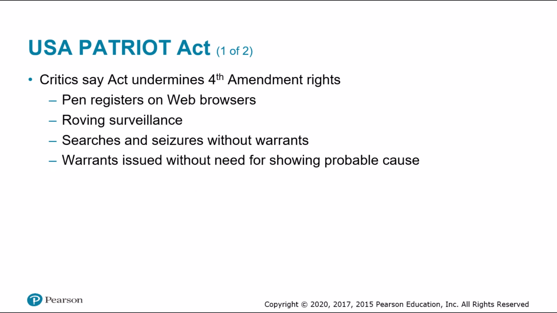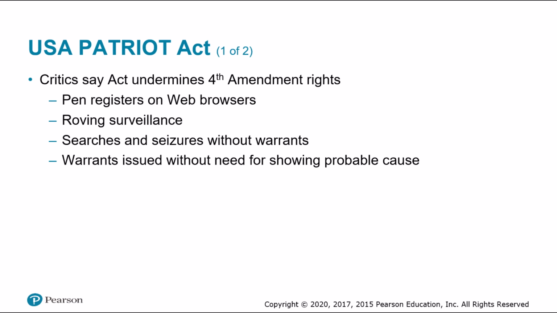So critics say the Patriot Act undermines the 4th Amendment rights because the Patriot Act expands the kinds of information that law enforcement officials can gather with pen registers and trap and trace devices. For example, it allows police to use pen registers on the internet to track email addresses and URLs. The law does not require that they demonstrate probable cause. So to obtain a warrant, police simply certify that the information to be gained is relevant to an ongoing criminal investigation.